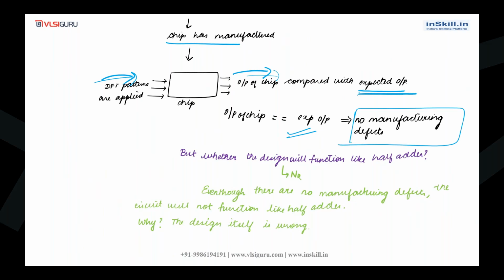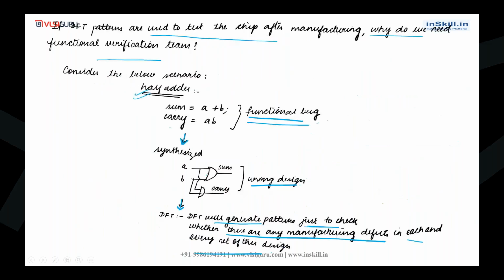But will the design function like a half adder in this case? No, the design will not function like a half adder. Even though there are no manufacturing defects, the circuit will not function like a half adder. Why? The design itself is wrong. Sum is A plus B, carry is AB, but sum should have been A XORed with B, carry is AB. The design itself is wrong.